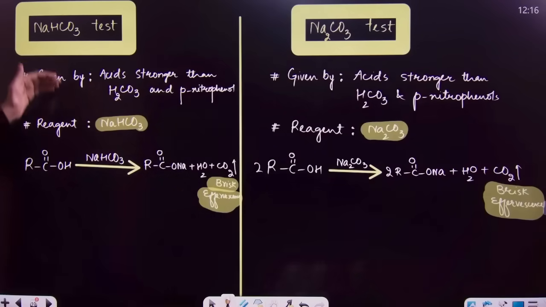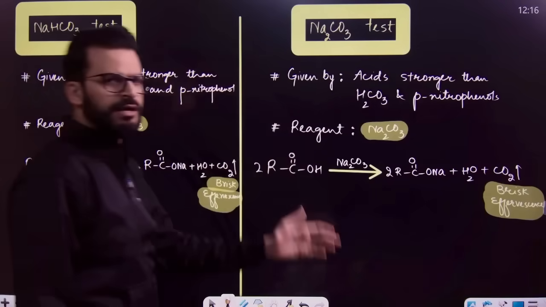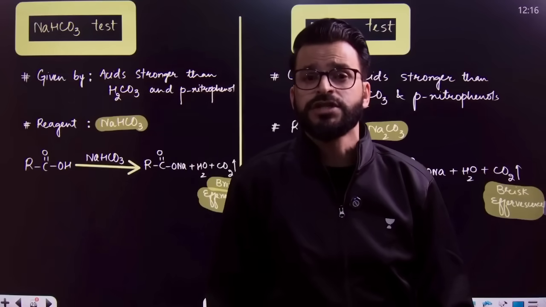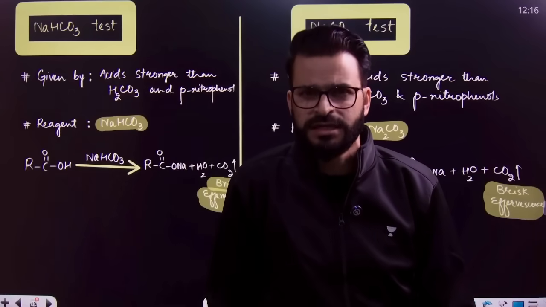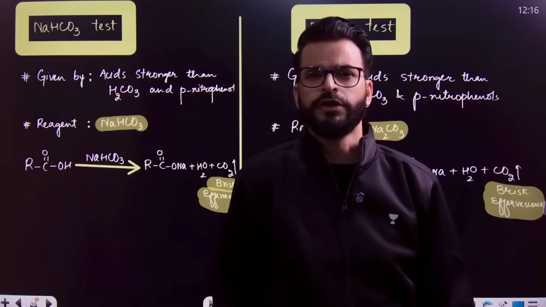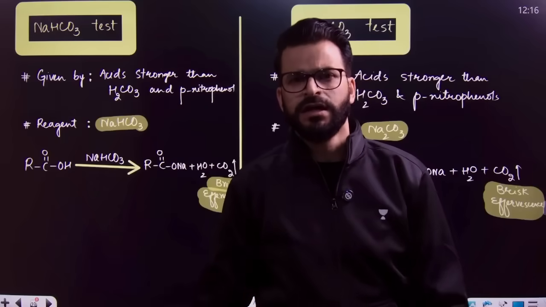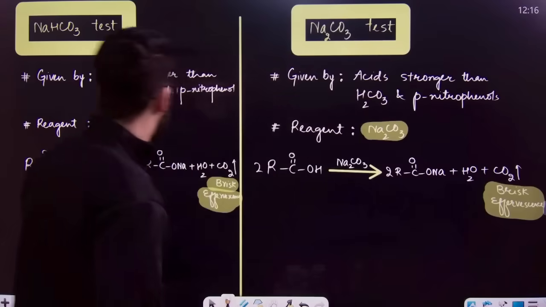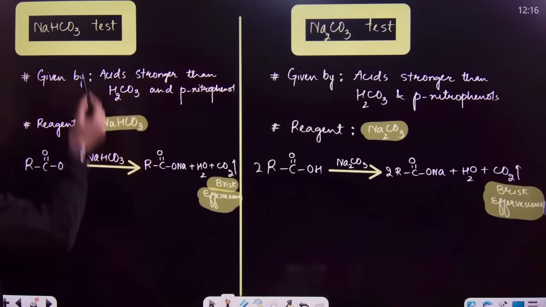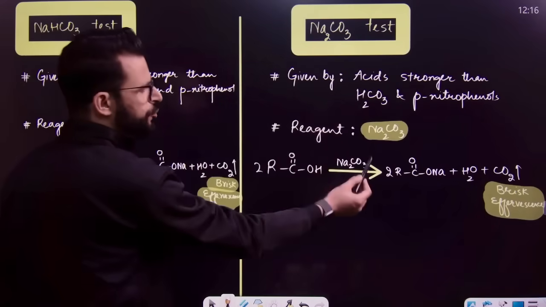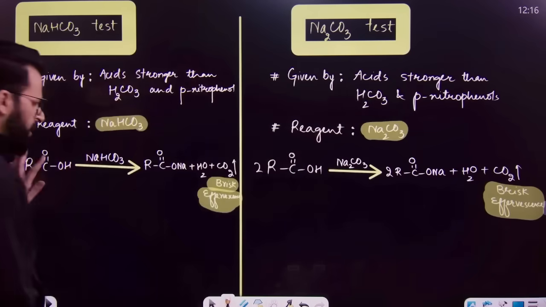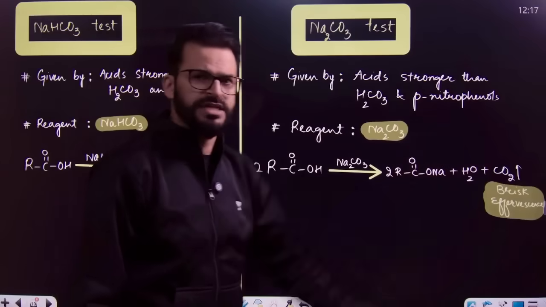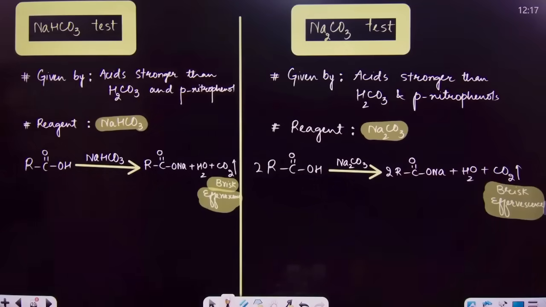After that, we will be having the sodium bicarbonate test or sodium carbonate test. Let me tell you, this test is only given by those acids which are stronger than carbonic acid, except paranitrophenol, as paranitrophenol is a weaker acid than carbonic acid, but still it can give this test. Now, here the reagent is sodium bicarbonate in this one, and here the reagent is sodium carbonate in this test. And during this test, what will happen? Brisk effervescence of carbon dioxide is obtained. Carbon dioxide is evolved with brisk effervescence.